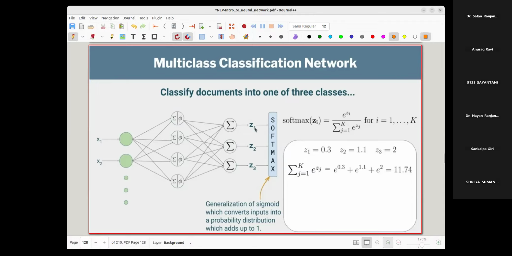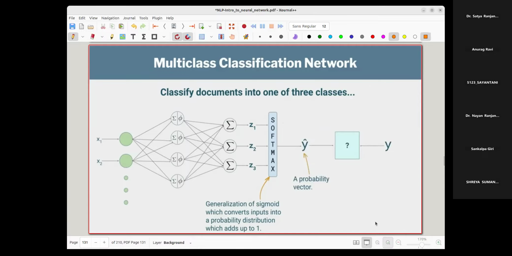What is the numerator? What will be the softmax of Z1? So it will be e to the power Z1 divided by 11.74. For Z2, e to the power Z2, that is e to the power 1.1, divided by 11.74. And e to the power Z3, that is e to the power 2, divided by 11.74. So you will get this as y cap. Here y cap is not one value because we have 3 classes, and for each class I need some probability. When you calculate, you will get y cap as 0.11, 0.26, 0.63. When you add them up, it will give you 1. Okay. Is it okay?